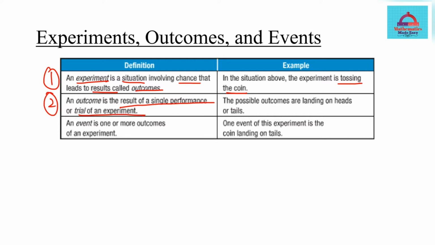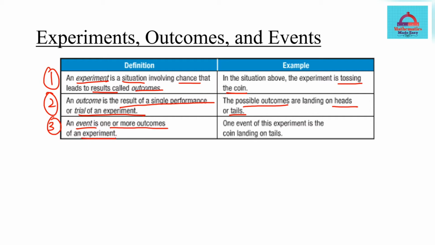For example, when you have the experiment of tossing the coin, there can be 2 outcomes which are possible. One can be the coin can land on heads. The other possible outcome can be it can land on tails. These are the 2 outcomes for the experiment. Third is event. An event is one or more outcomes of an experiment.